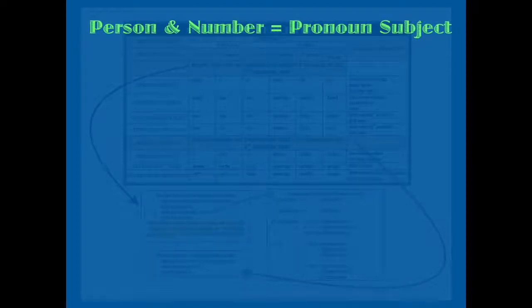Now let's make sure we understand the grammatical concept person and number and the pronoun subject that is associated with it. Person and number is grammatical terminology that's used to discuss who is speaking or what the subject is. First person, second person, and third person are the different persons, and they come in both singular and plural forms. Pronouns are associated with each person.